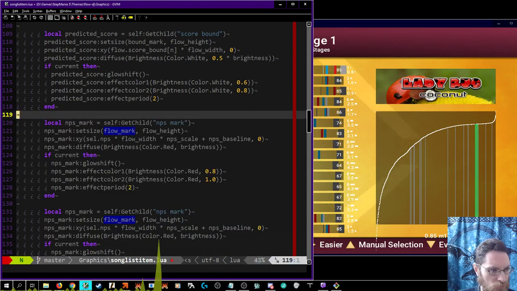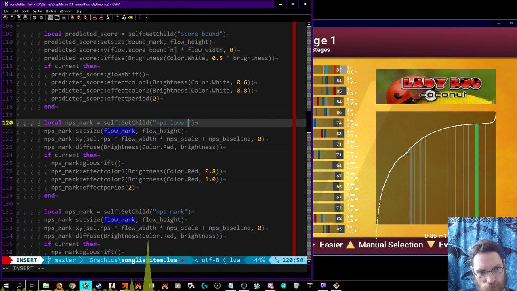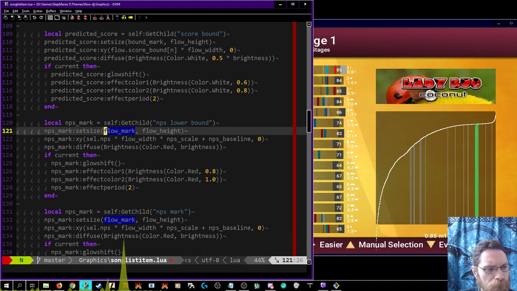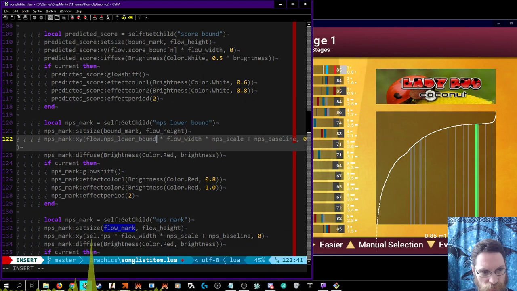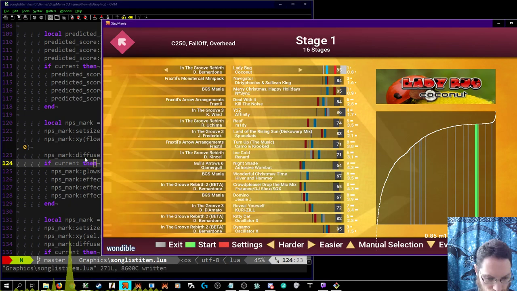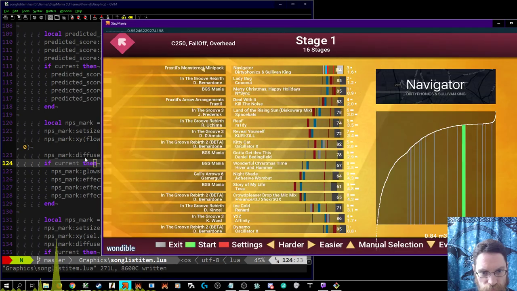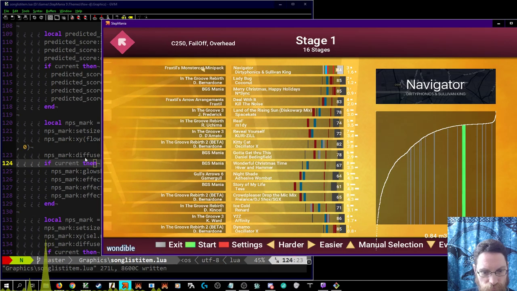Now an NPS mark, lower bound, bound mark, not cell.nps, flow.nps lower bound dot n. Right, the selection range put that below our lower bound. You know, one way to handle this would be to tweak things so that actual bounds get pushed in by selection range.